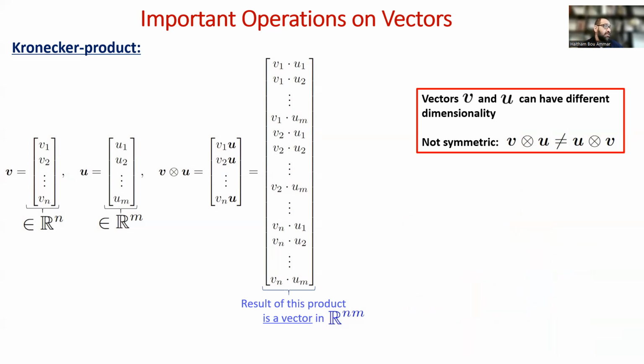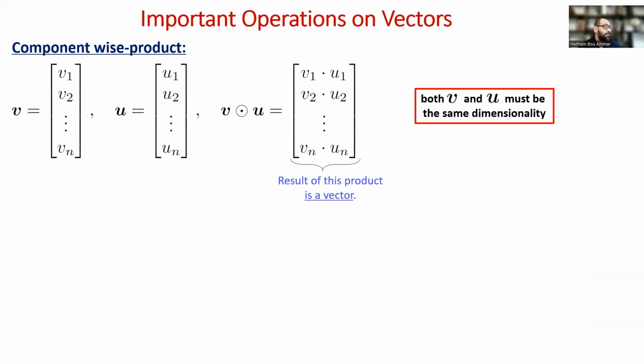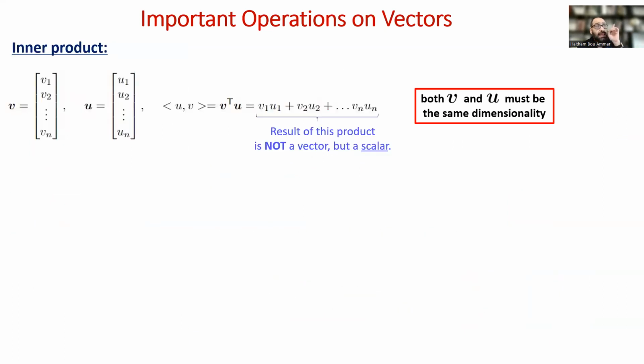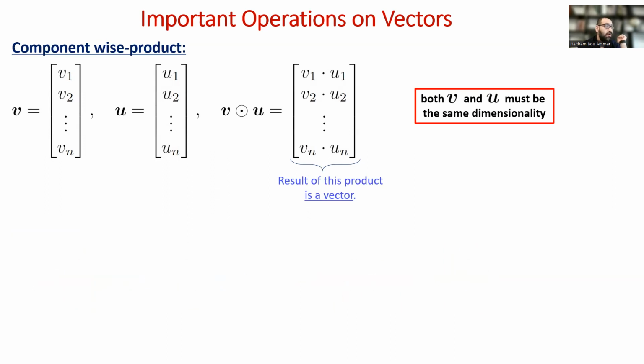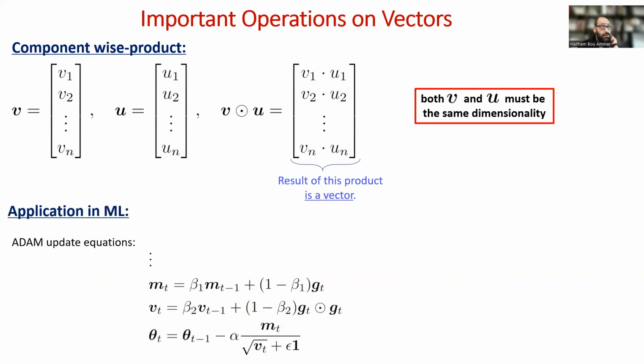So let's go back and just recap this a bit. Here, an inner product will not give us a vector, it'll give us a scalar. However, a componentwise product, denoted by this round dot, will give me a vector. And the way that componentwise product works is just by multiplying the first component by the first, the second by the second, and so forth. And we saw that that could happen in Adam, for example.